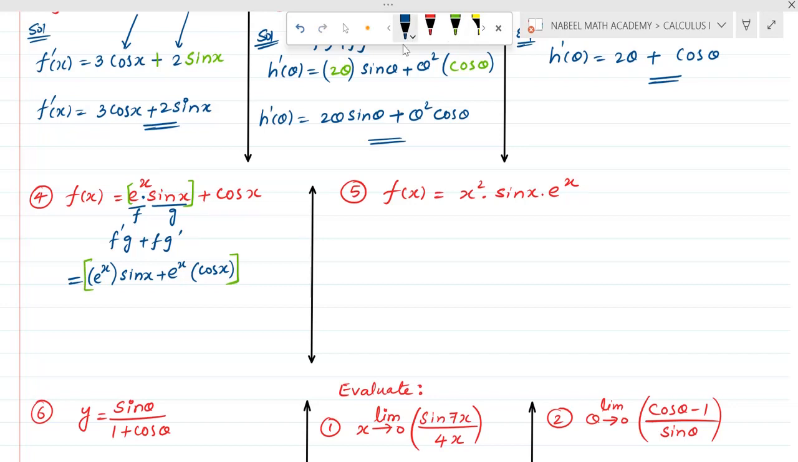And the last one is as it is. What is the derivative of cosine? Which is minus sine. Minus into plus, which is minus sine. So this is the f prime of x.